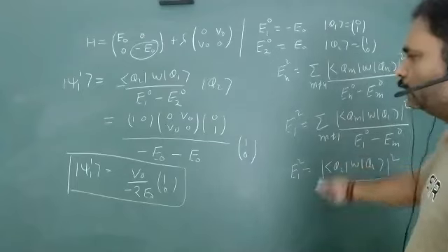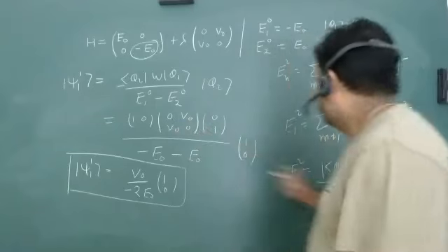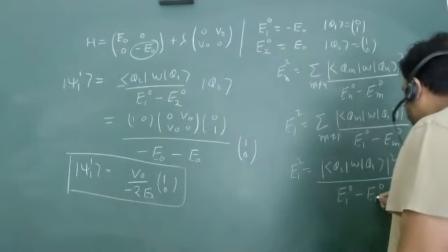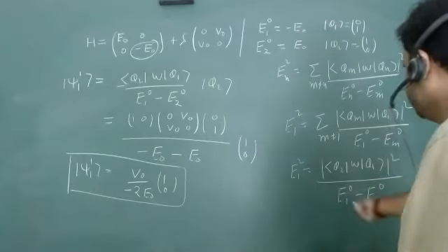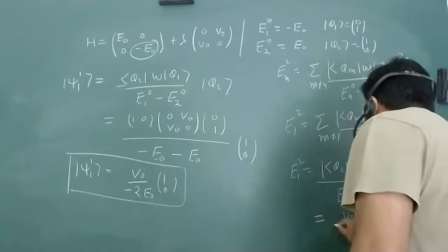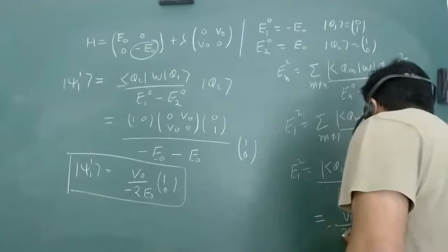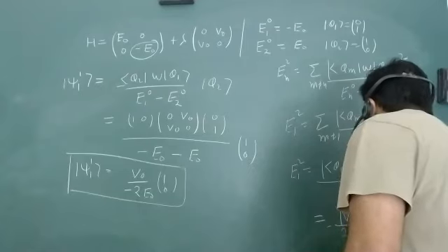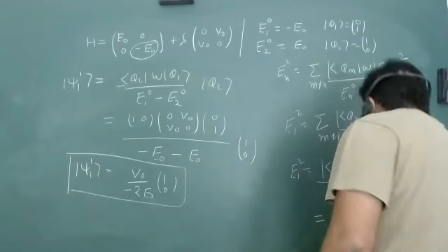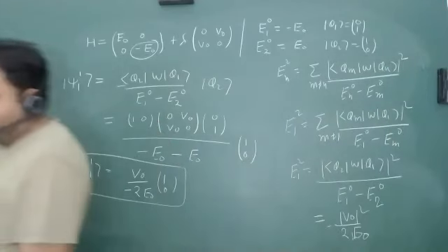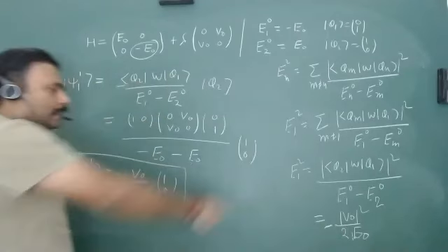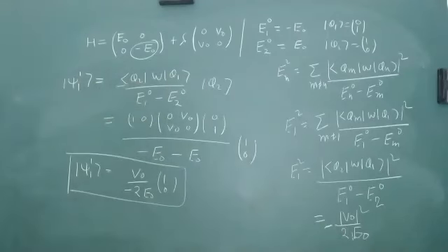What will this value be? This value is nothing but V naught. So you take its mod square, and this will be, sorry, E12. And the denominator is equal to minus 2 E naught. So this is V naught upon minus 2 E naught, and this will be mod V naught square. Okay. This is the value, isn't it? The minus sign is there. So this is the energy to second order.